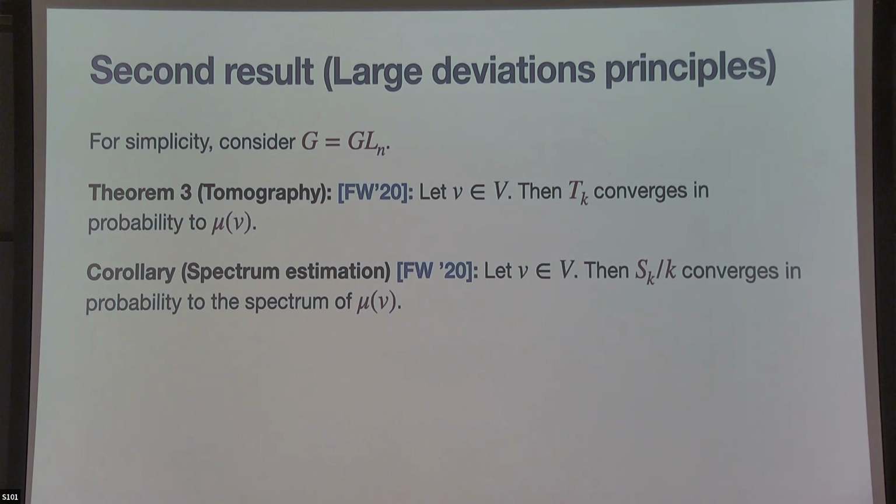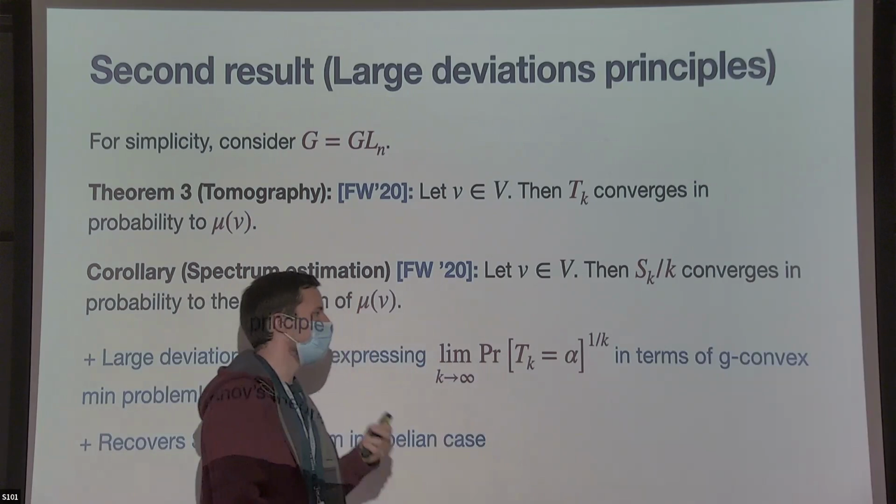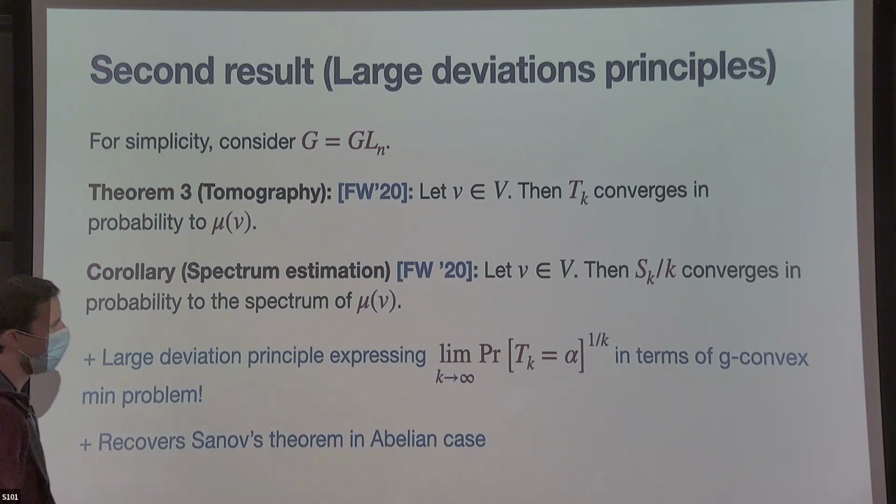And we also get basically a formula for the probability that this random variable is a particular thing. And again, that's going to be in terms of some minimization problem. But maybe I'll skip that a little bit so I can talk about the Jacobian conjecture.